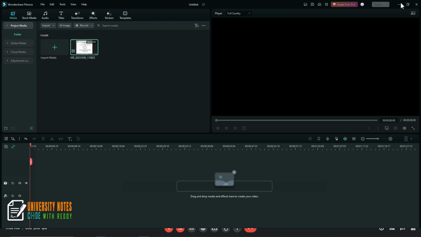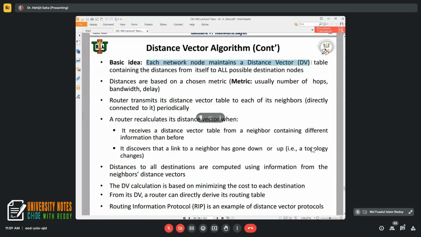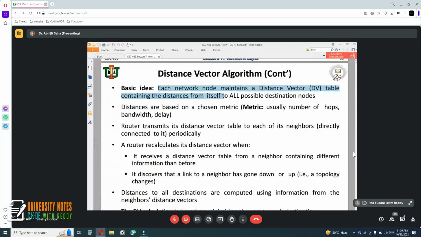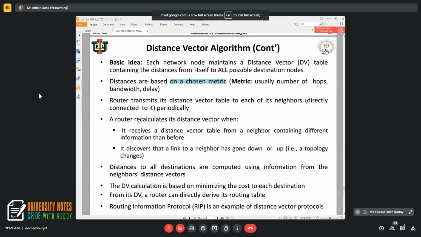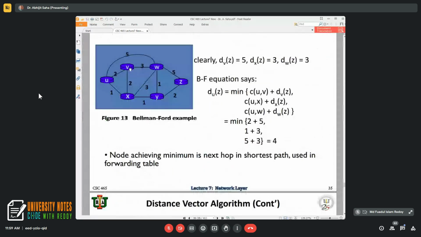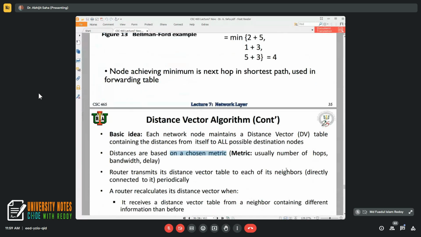So it said that each network node maintains a distance vector table containing the distances from itself to all possible destination nodes. Distances are based on a chosen metric. Usually it can be the number of hops, the bandwidth, the delay, the throughput, or the congestion. So many issues can be there, right? We have seen that the weight of the link can be given with these different metrics.